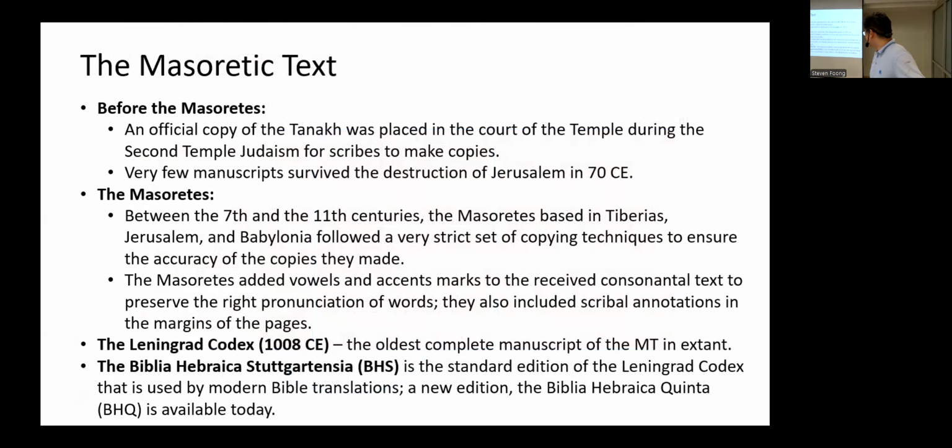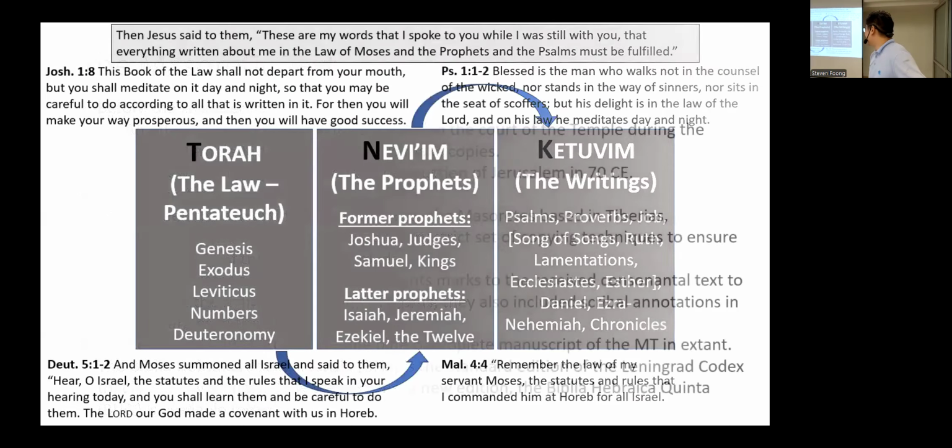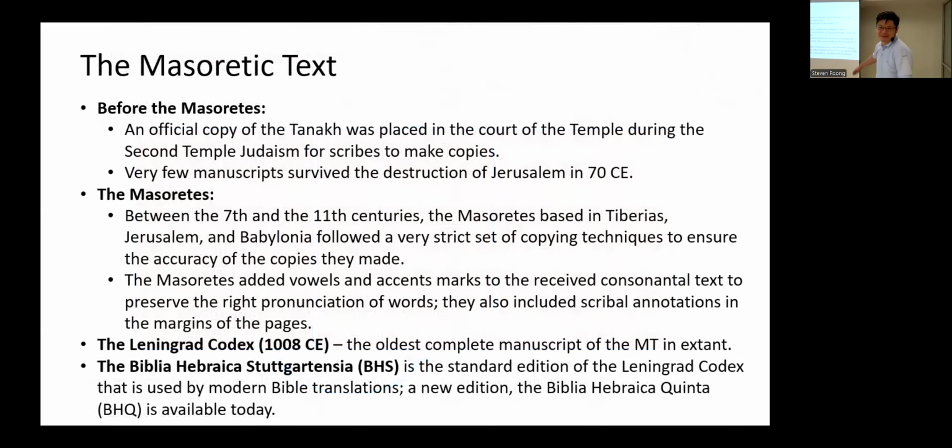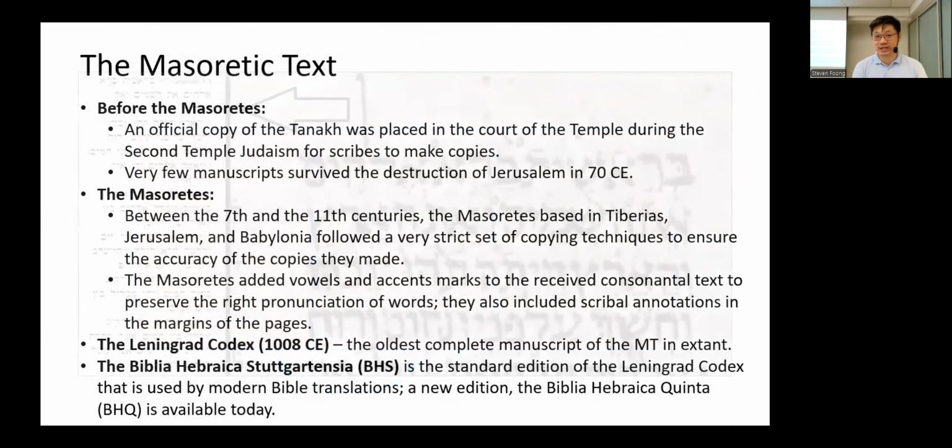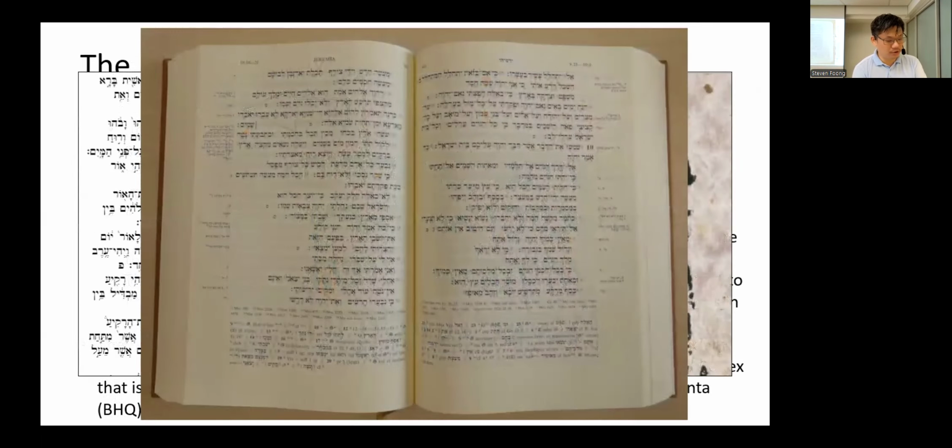So the question is, what about between AD 70 and 650 or 680, whenever that started? We don't have much from that. So the question is, can we believe these people as the custodians of God's word? Are they the only witnesses? No, they're not the only witnesses.